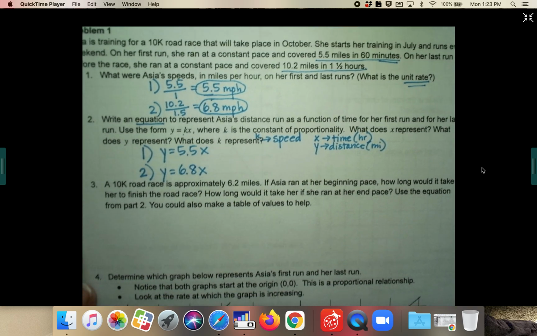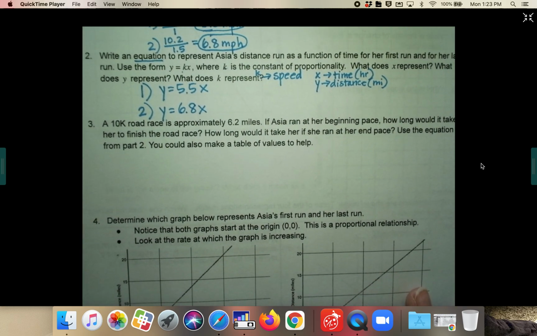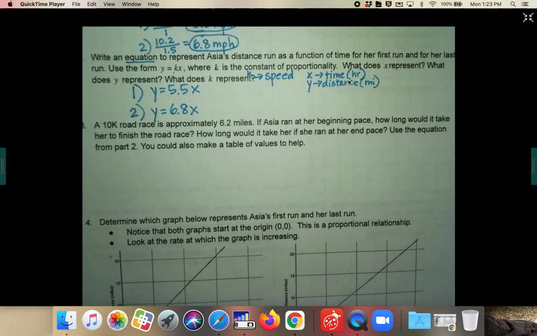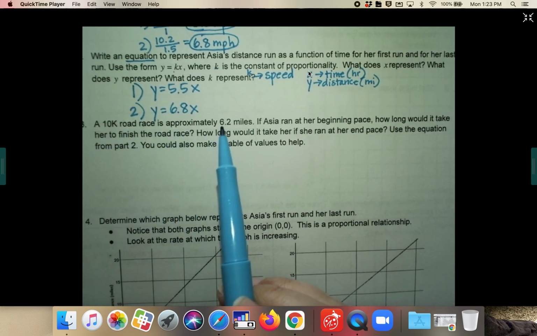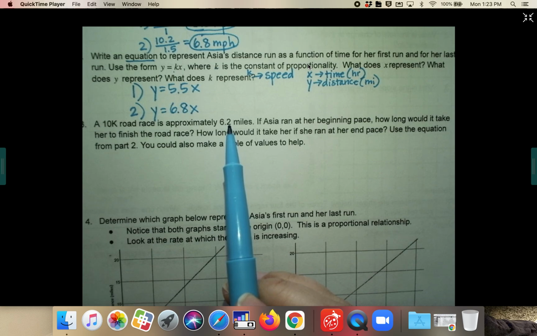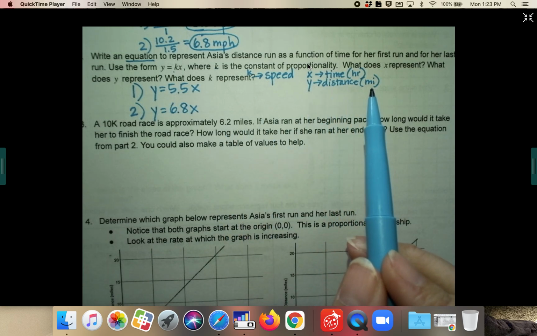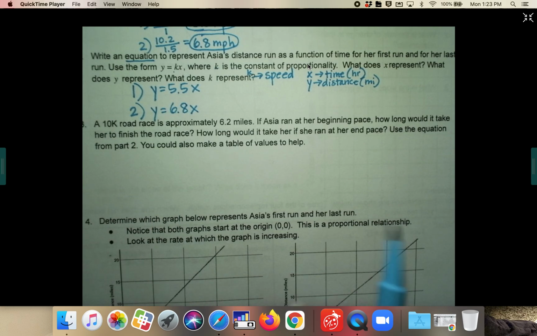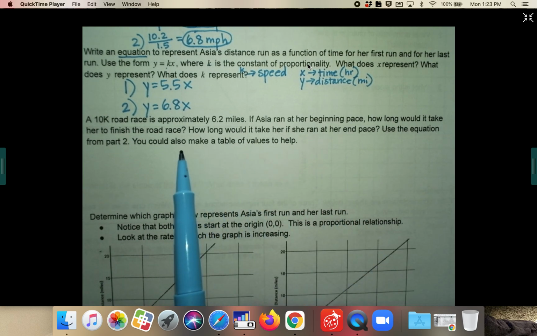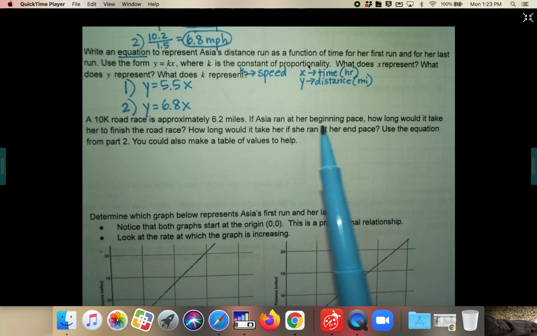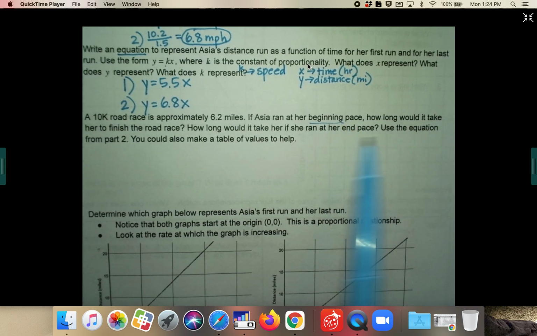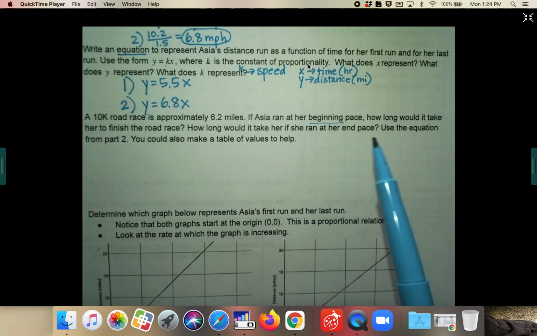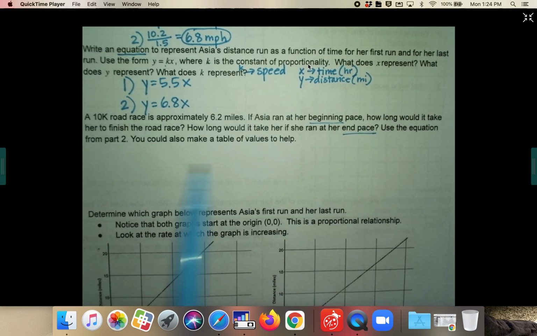Okay, so now we can go down here and use this information to plug in numbers. So a 10K road race is approximately 6.2 miles. So if I'm wondering miles, distance, I can plug that in and see how long it would take. So that's actually what they're asking. If Asia ran at her beginning pace, how long would it take her to finish the road race? How long would it take her if she had her ending pace? Use the equation, or you could make a table of values.